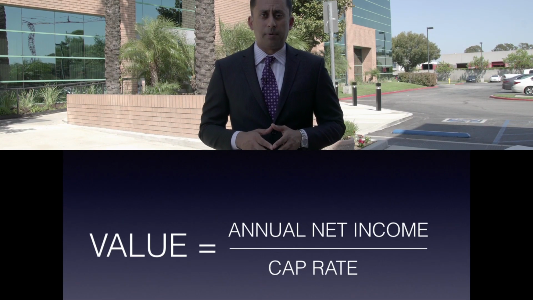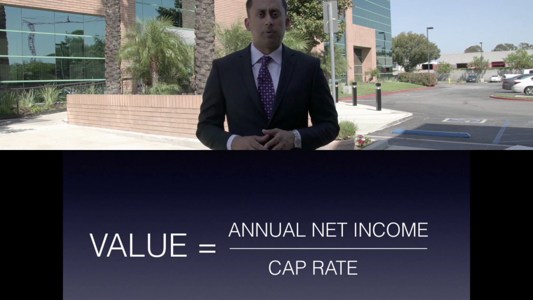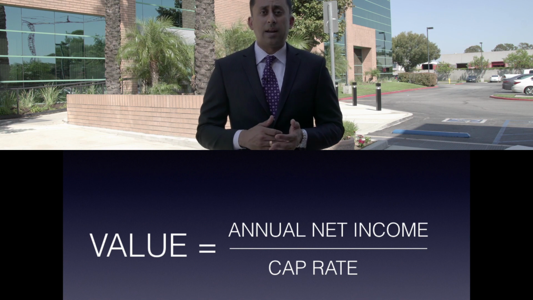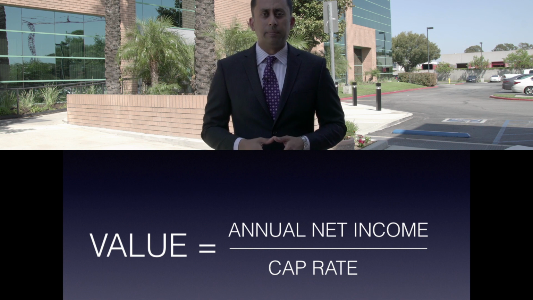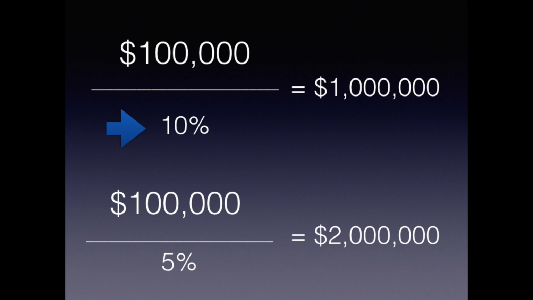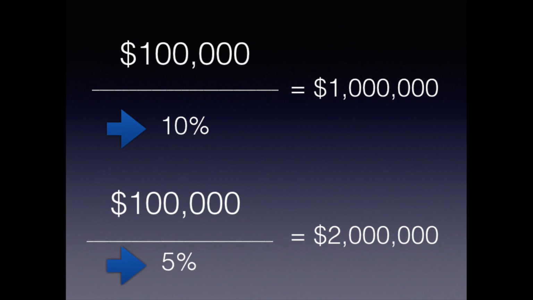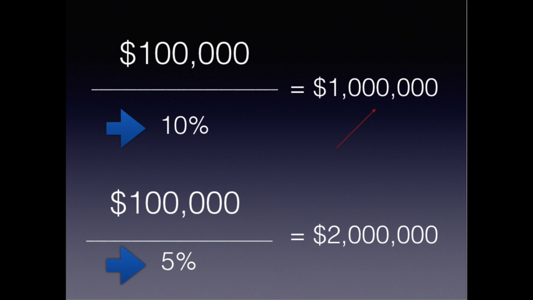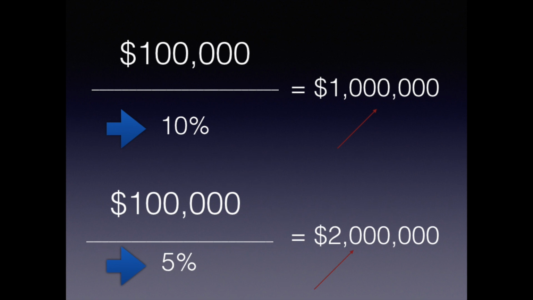I'll give you an example. Remember, the formula for determining the value of an income-producing property is that the value equals the property's annual net income divided by the capitalization rate. So the income and the rate will then determine the value. So assume that you have one building that has income of $100,000 and you have another building that has income of $100,000. One building trades at a 10 cap, one building trades at a 5 cap. Notice 100,000 divided by 10% means that building is worth $1 million. 100,000 divided by 5% means the other building's worth $2 million.